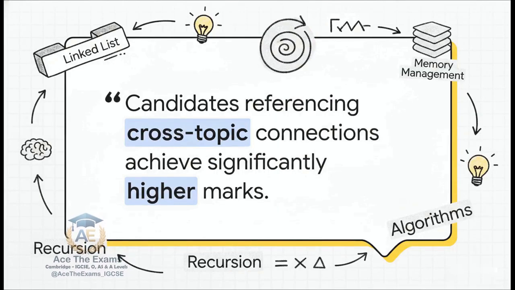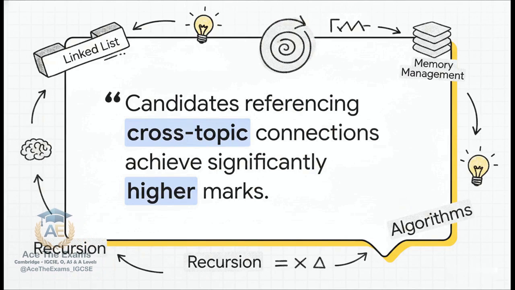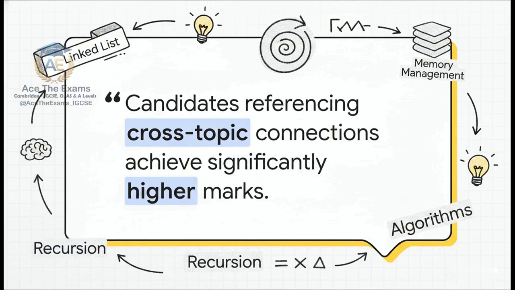Now, what's really fascinating here is this direct quote from the principal examiner report. They noted, candidates referencing cross-topic connections achieve significantly higher marks. The theoretical architecture of a linked list isn't just floating in isolation, guys. It rests on precise definitions and causal relationships with other areas of your syllabus. Linking this topic's architecture to other concepts, like memory management, recursion, or other algorithms, is your first major secret to unlocking those higher grade boundaries. The examiners want to see that you understand the whole ecosystem, not just some fragmented piece of it.